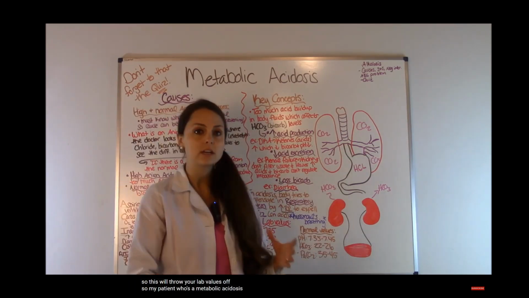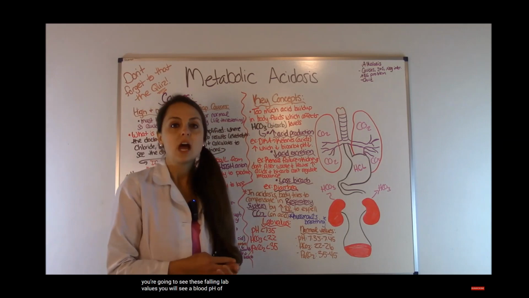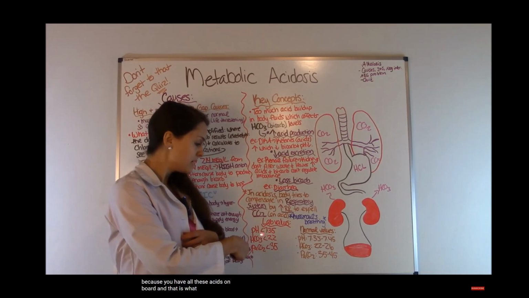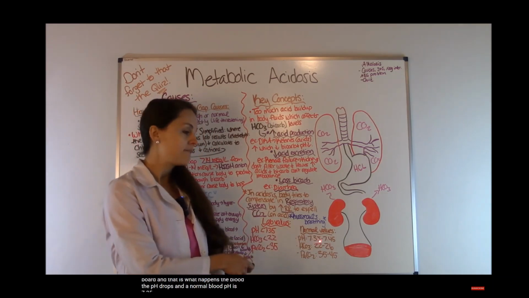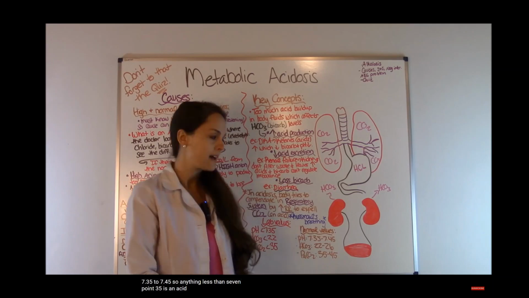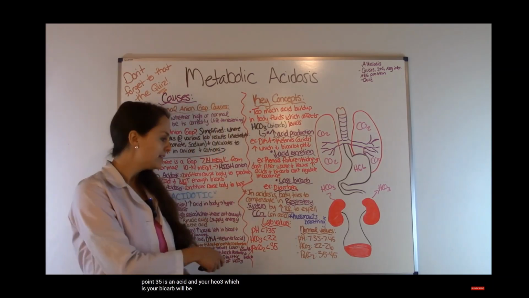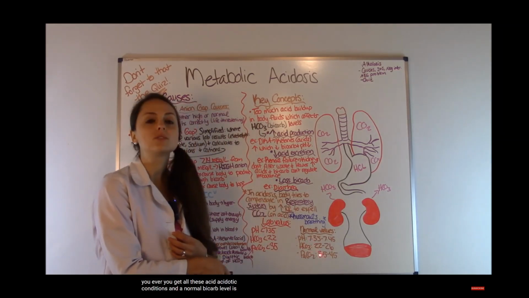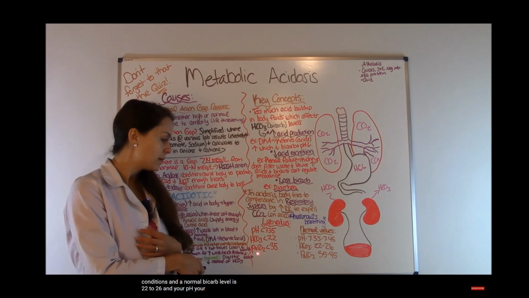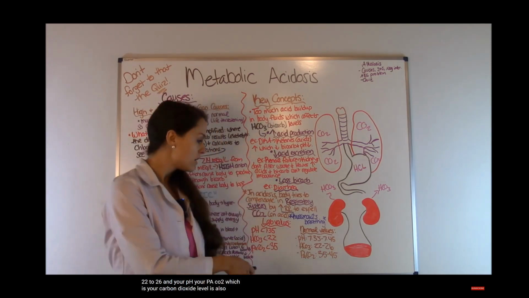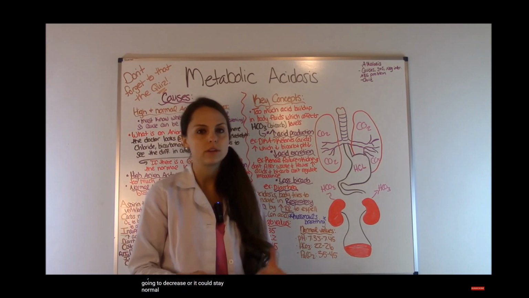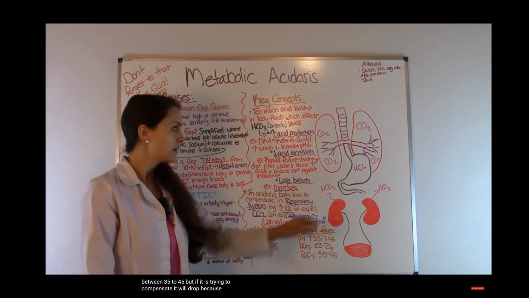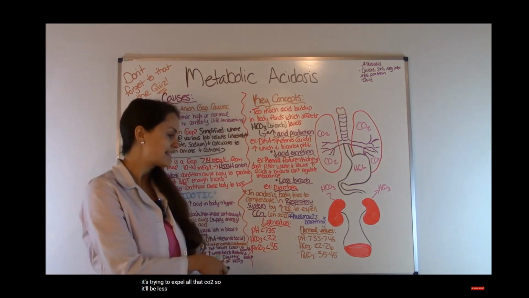So when a patient is in metabolic acidosis, you're going to see the following lab values. You will see a blood pH of less than 7.35, and that is because you have all these acids on board, and that is what happens. The pH drops. And a normal blood pH is 7.35 to 7.45. So anything less than 7.35 is an acid. Your HCO3, which is your bicarb, will be less than 22, because remember, it just plummets whenever you get all these acidotic conditions. And a normal bicarb level is 22 to 26. And your PaCO2, which is your carbon dioxide level, is also going to decrease, or it could stay normal. If the body's not compensating yet, it'll be normal, between 35 to 45, but if it is trying to compensate, it will drop, because remember, it's trying to expel all that CO2. So it'll be less than 35.